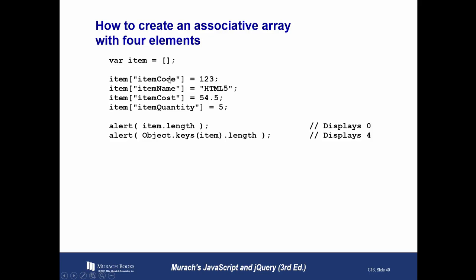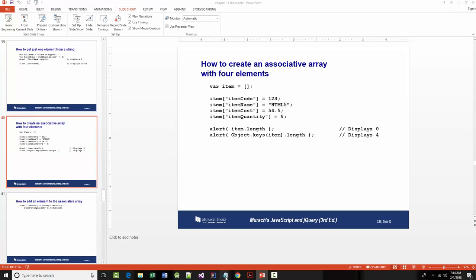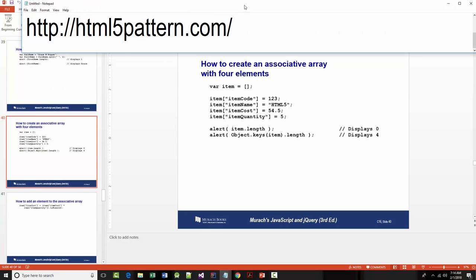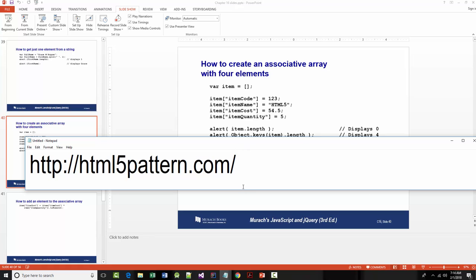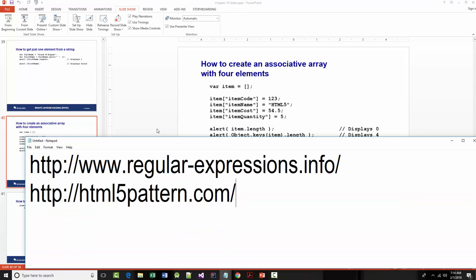Why would you want to do this? Let's look at a real world example. I'm just going to add a little bit of code in here to show you this. Let's assume that I wanted to create an array of states. I'm losing control of my machine here.